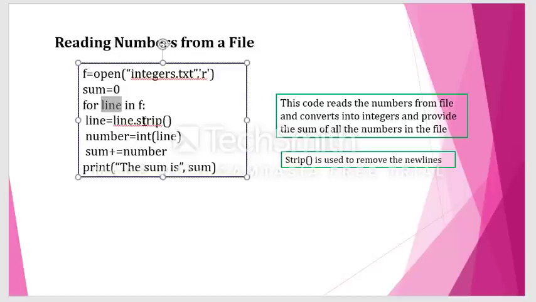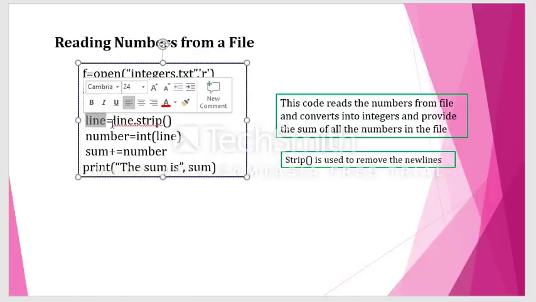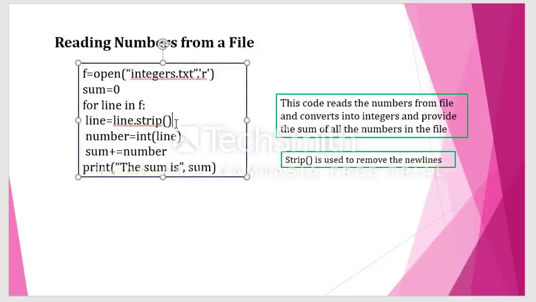So the first number I have taken in the line variable and then I have used the strip function on that. What the strip function will do is remove the spaces and new lines. Then I am converting that number.